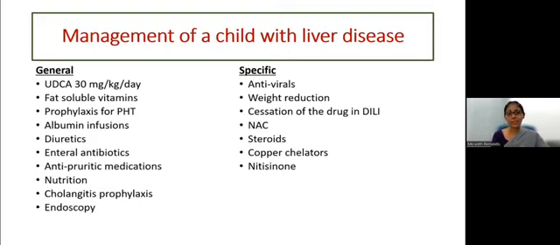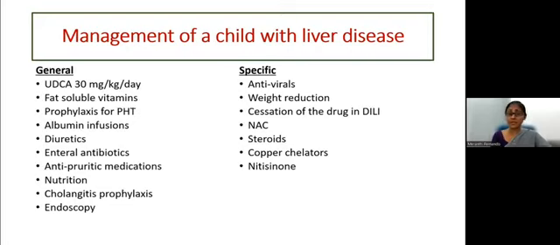So general management-wise, ursodeoxycholic acid would enhance the biliary drainage and will try to reduce the cholestasis and further damage to the liver. Fat-soluble vitamins, prophylaxis for portal hypertension, albumin infusions if there is edema with significantly low albumin, and diuretics whenever indicated are useful. In addition, enteral antibiotics like rifaximin when you have a child with acute liver failure, and antipruritic medications, especially in PFIC when you have significant cholestasis and itching, which impairs the quality of life of the child as well as the family to a great extent.